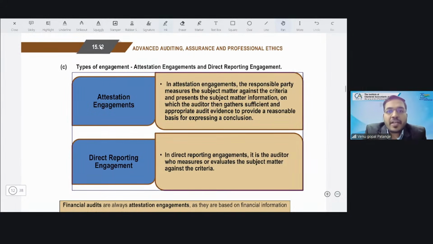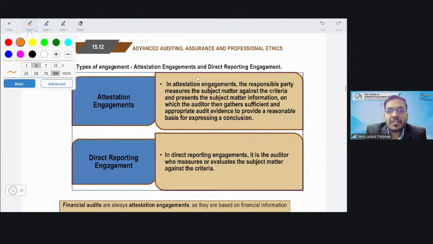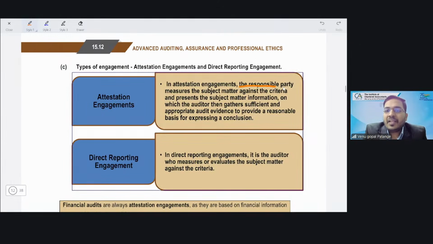So in case of attestation engagements, the responsible party measures the subject matter against the criteria and presents the subject matter information to the auditor, who in turn gathers sufficient appropriate evidence to provide an opinion. In direct reporting engagements, it is the auditor who measures and evaluates the subject matter against the criteria. So please do remember this, because we are going to apply this knowledge in types of audit.